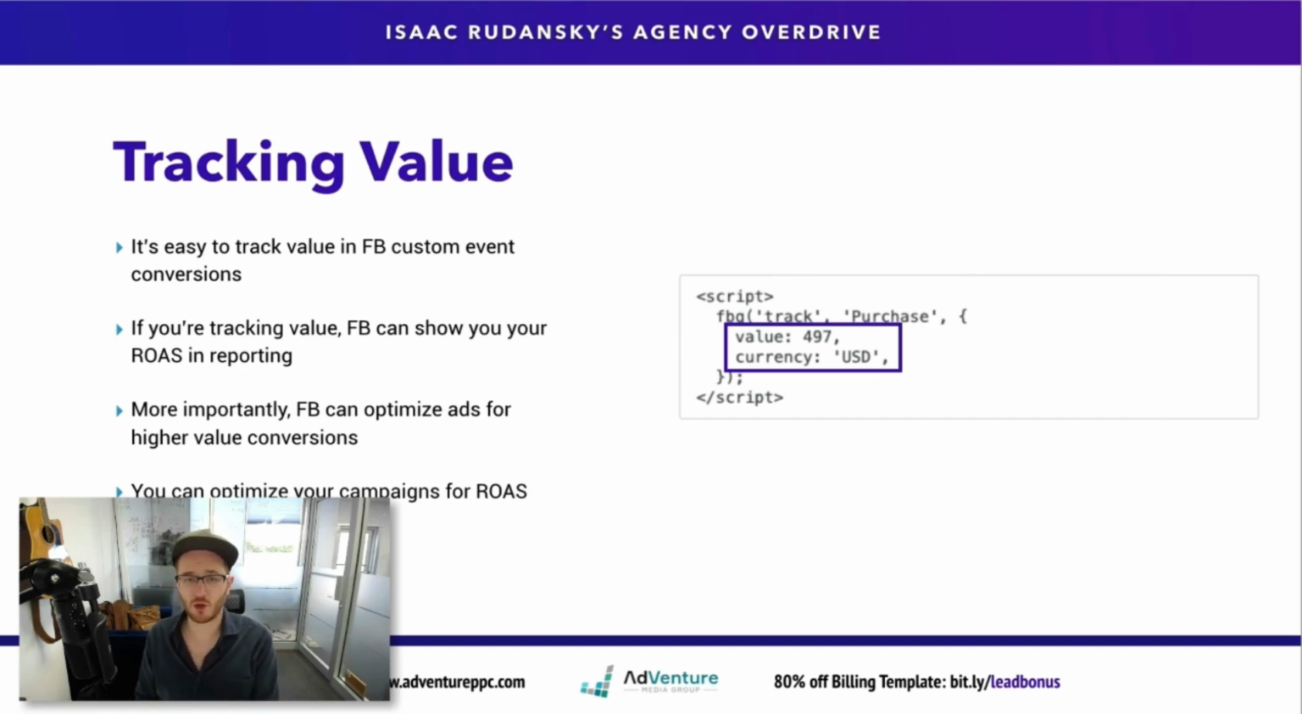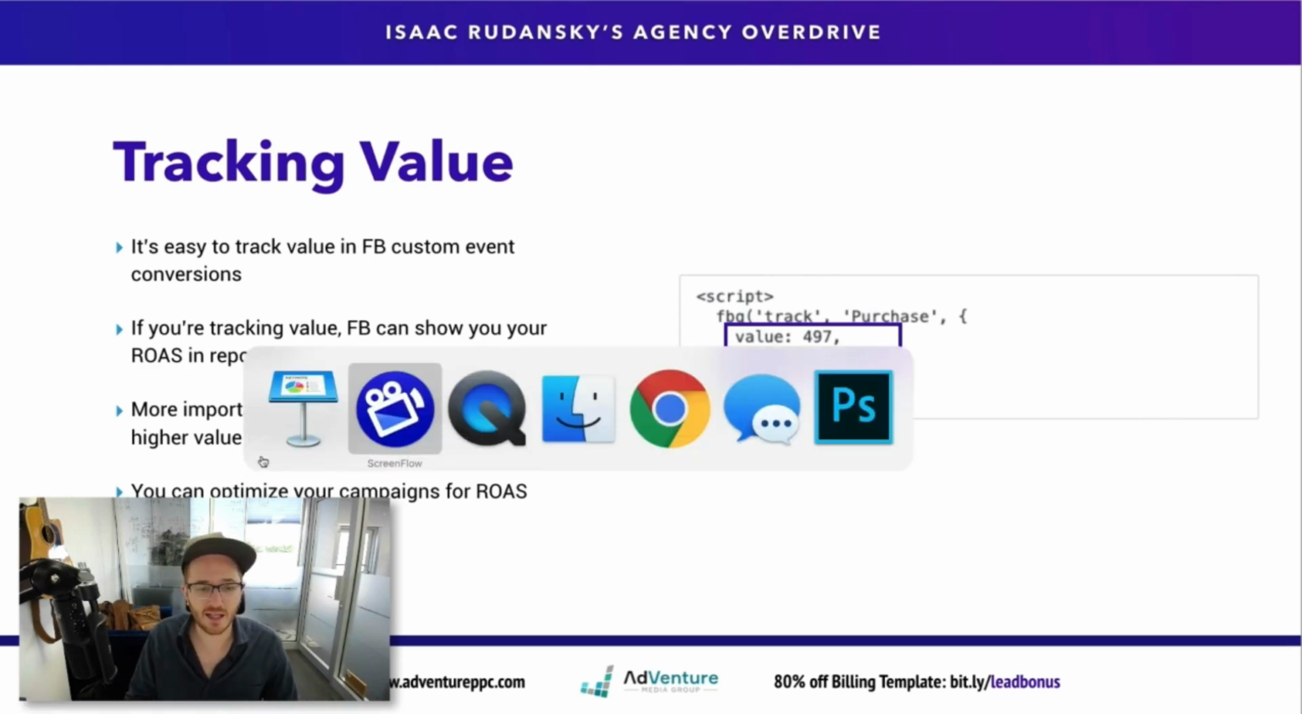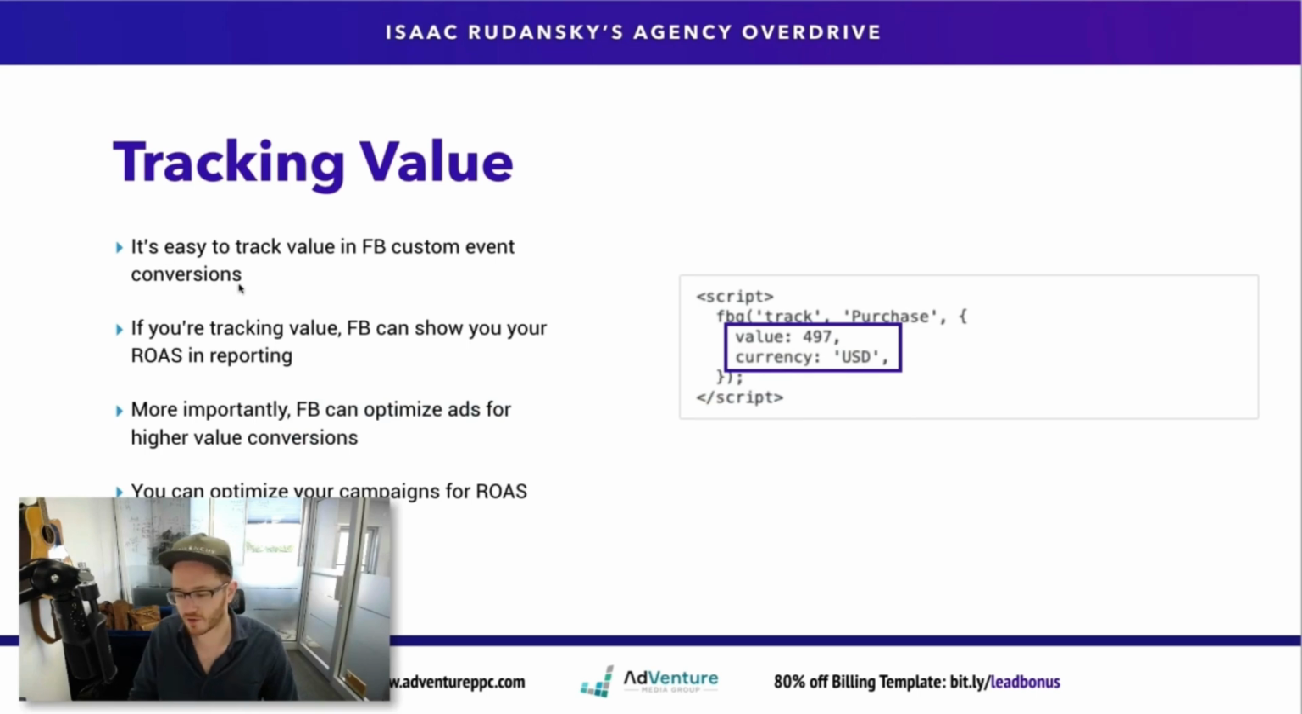Remember, we talked about there were two different ways you could track conversions, either through custom URL based conversions or through Facebook's default event library. Either one of those two options allows you to add value and a currency. And I'm going to show you how that looks, and we're going to get into it. So anyway, that's the basic idea here with what I want to cover.